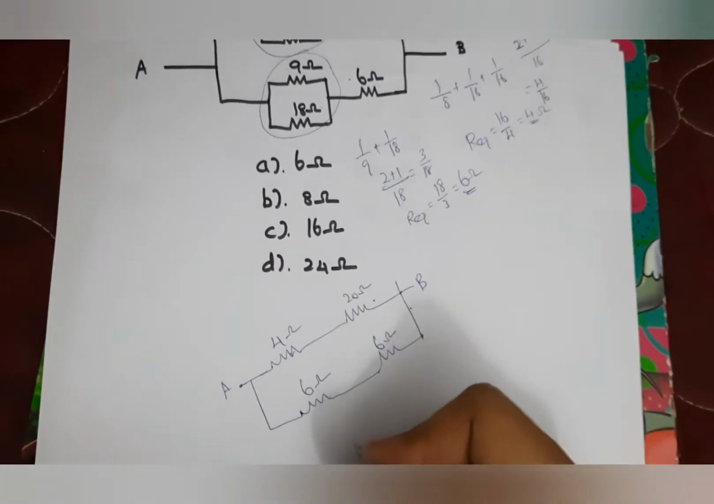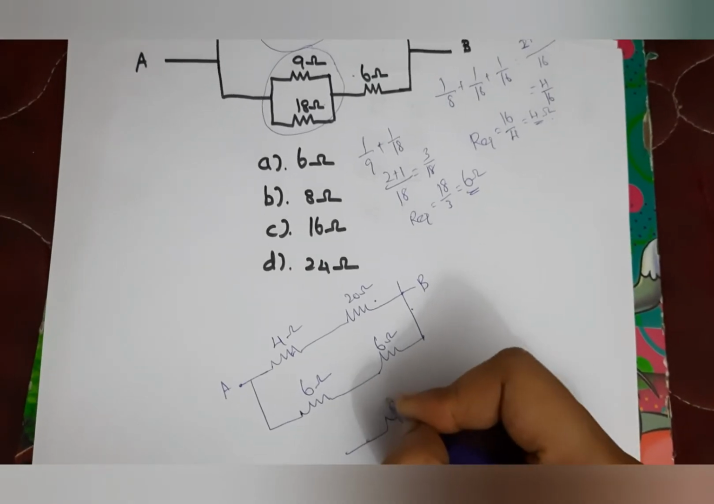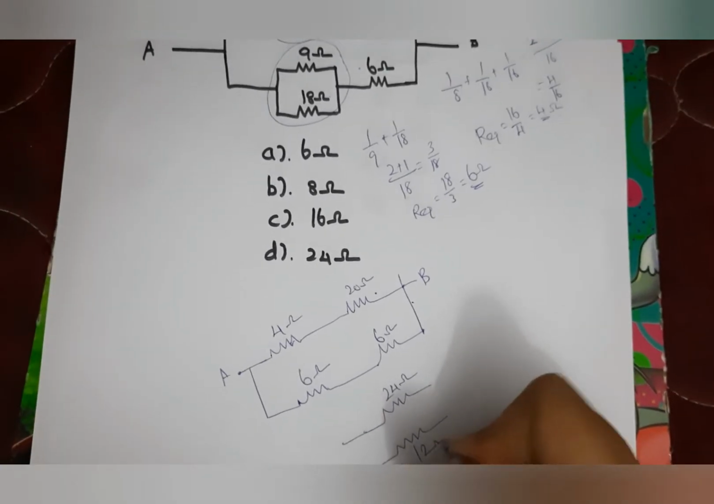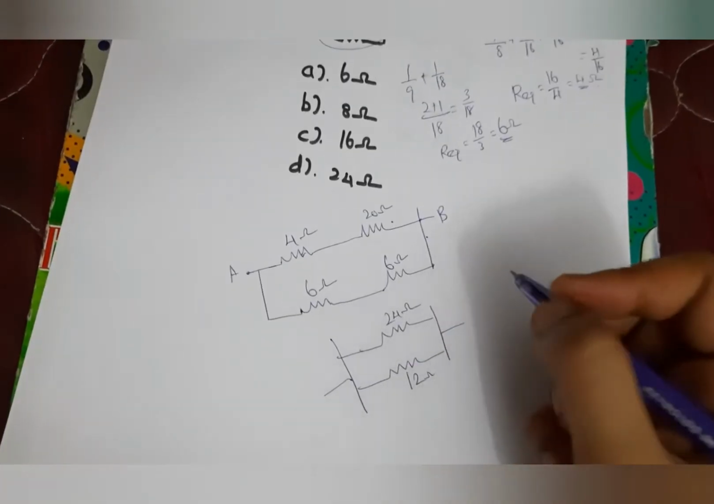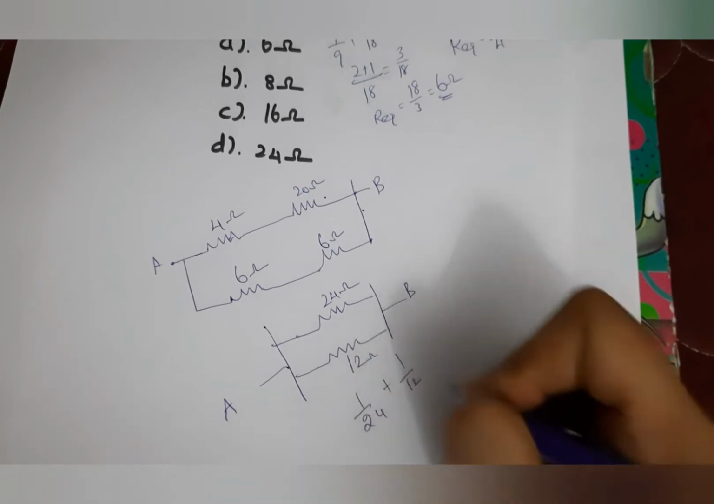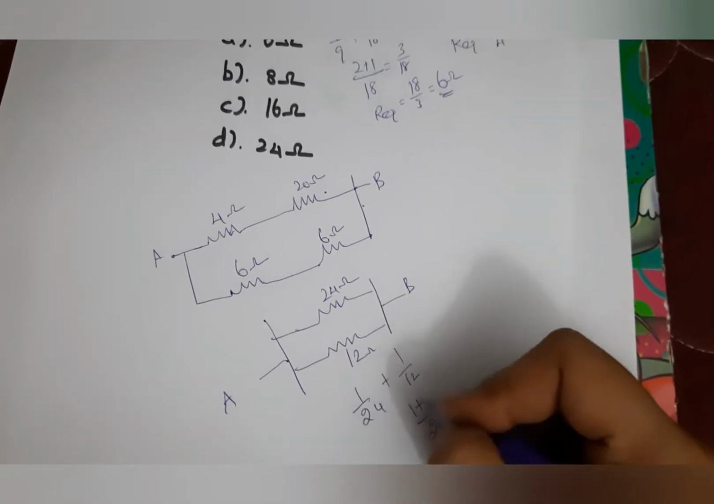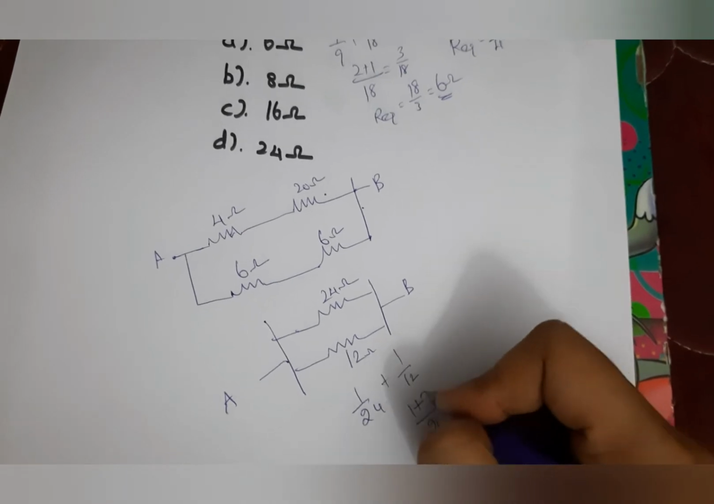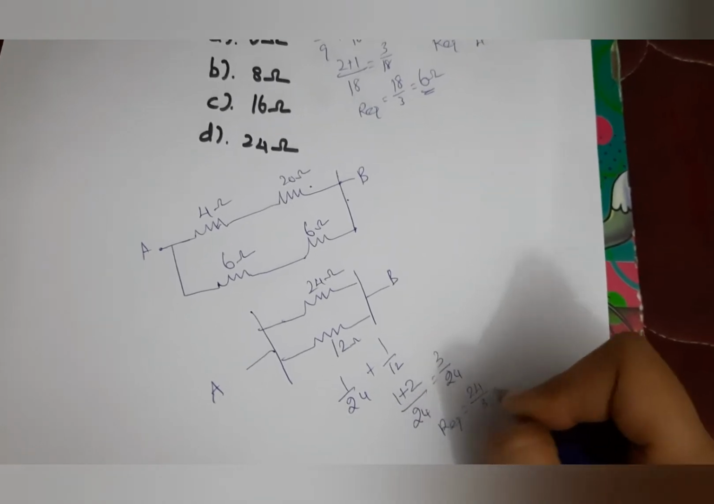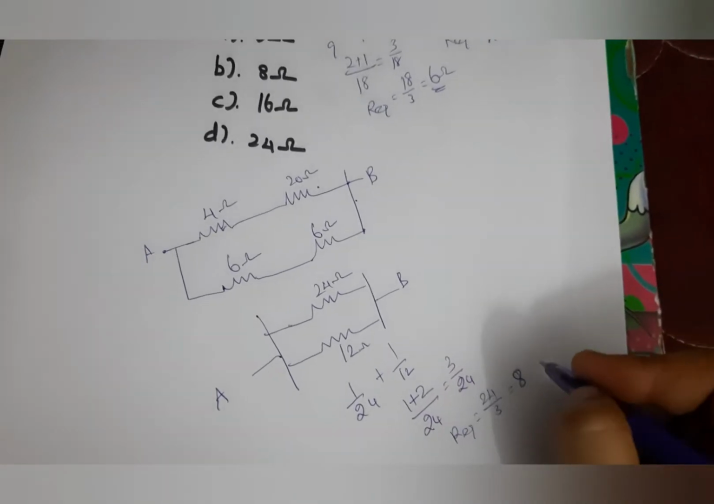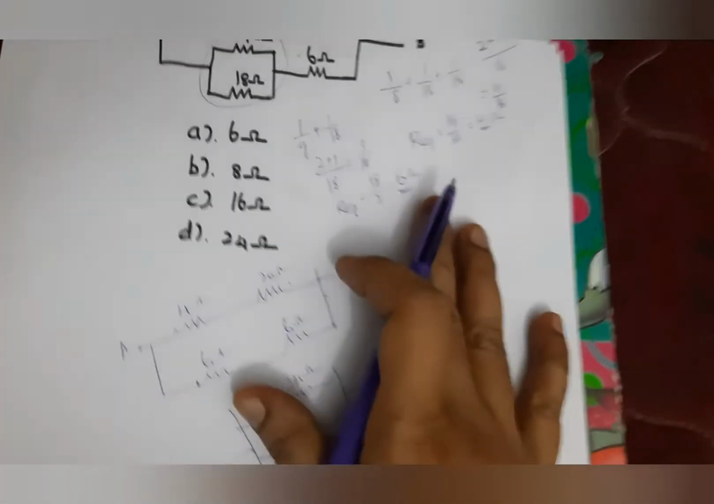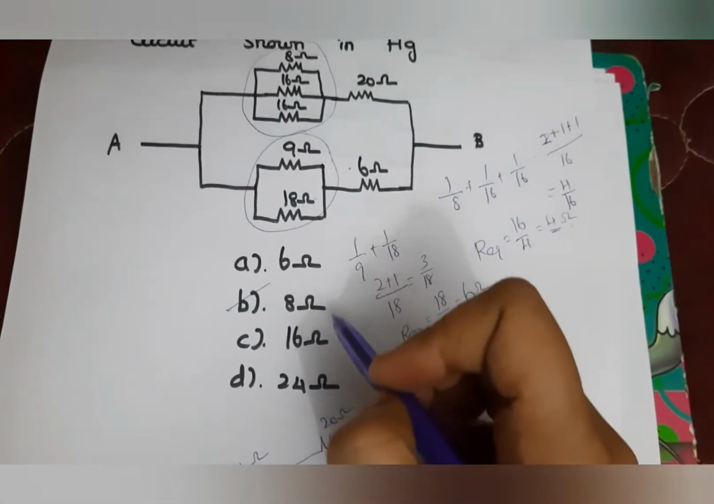And now these two are series connection, so this becomes 24 ohm and this becomes 12 ohm. So now these two are parallel connection. So this becomes 1 by 24 plus 1 by 12, taking LCM, 24 is the LCM, 1 plus 2, that is equal to 3 by 24. Now R equivalent is equal to 24 by 3, that is 8. So 8 ohm is the equivalent resistance across this A and B. So here the answer is B. 8 ohm is the correct answer.